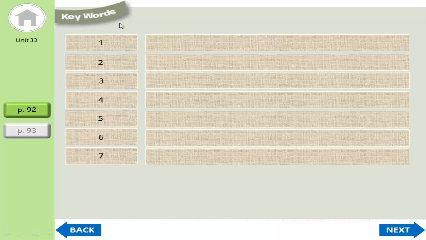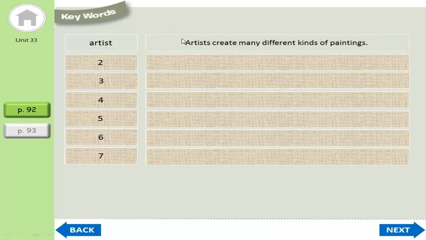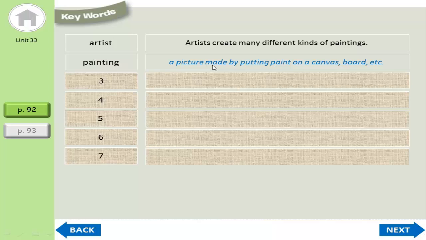Okay, so the first keyword we learn is the word artist. And this is an example: Artists create many different kinds of paintings. And the second keyword, we learn the word painting. A picture made by putting paint on a canvas or board. And the third keyword, we learn the word landscape.